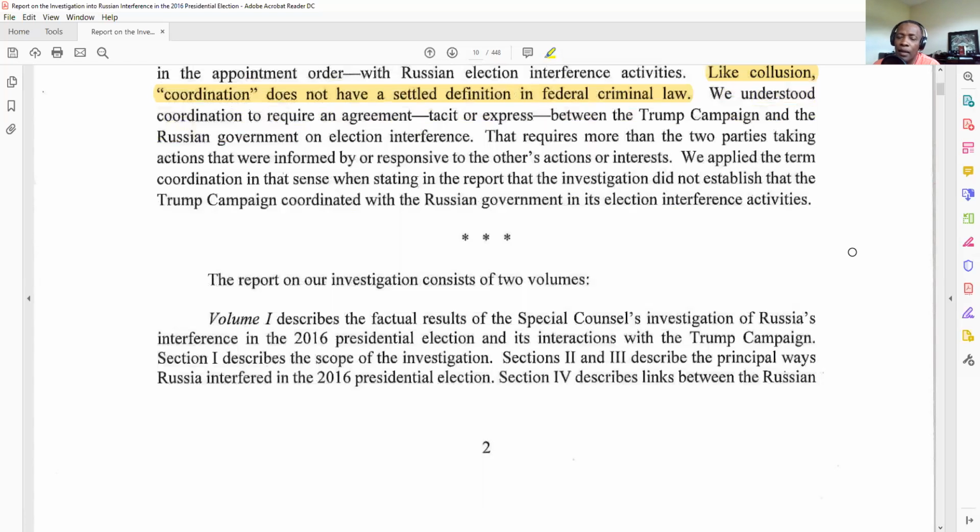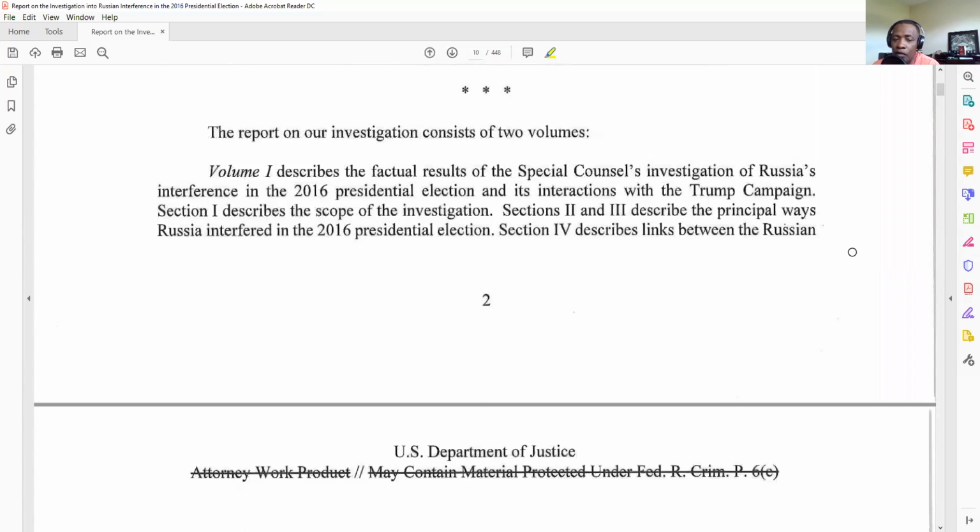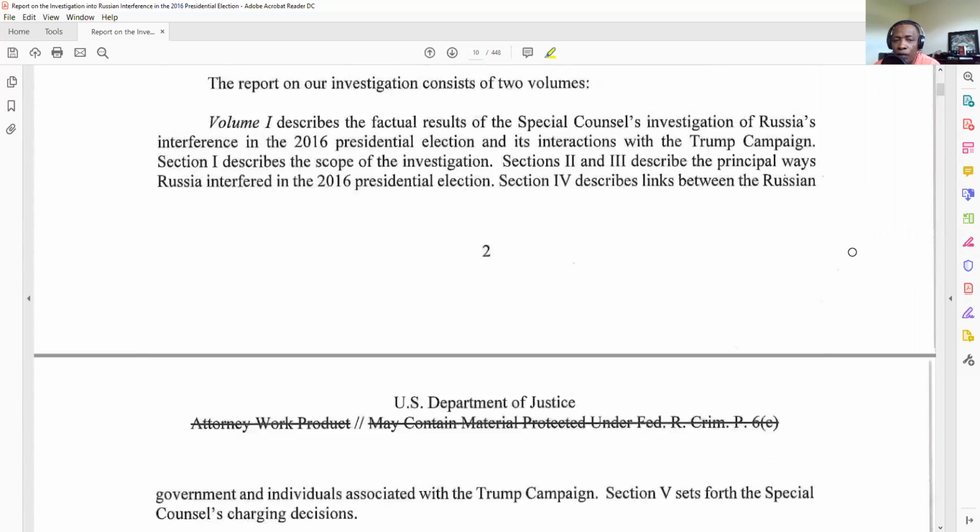So that right there explains, again, this is page 10 of the 144-page document. The report on the investigation consists of 2 volumes. Again, like I mentioned previously, this is volume 1 we're talking about. So here's what volume 1 talks about. Volume 1 describes the factual results of the special counsel's investigation of Russia's interference in the 2016 presidential election and its interaction with the Trump campaign.